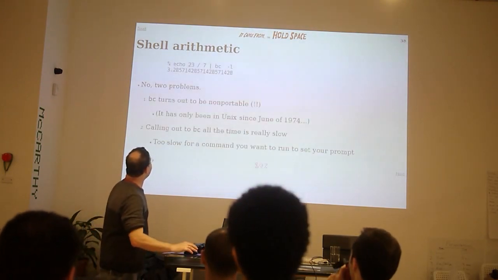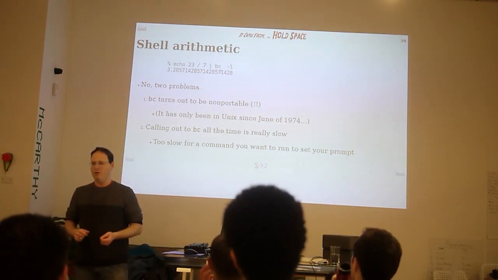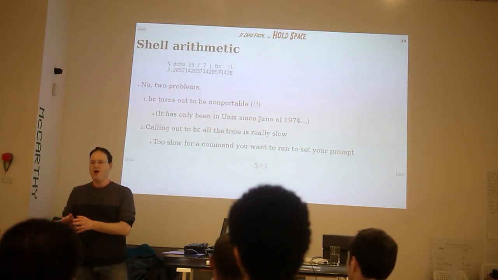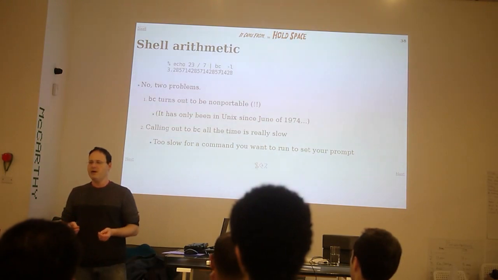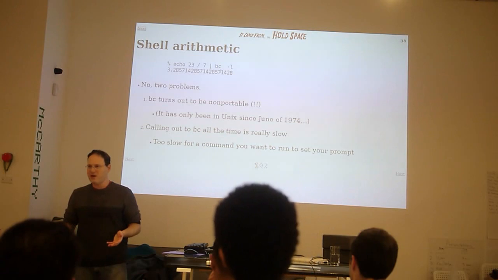All right, so actually there's two problems here. One of them is, it turns out that bc is non-portable. So if you put it in your shell script and somebody tries to run your Spark shell script on their machine, it might fail at this point. Say, bc: command not found, because it's only been in Unix since 1979. And so why would you expect everyone to have it?